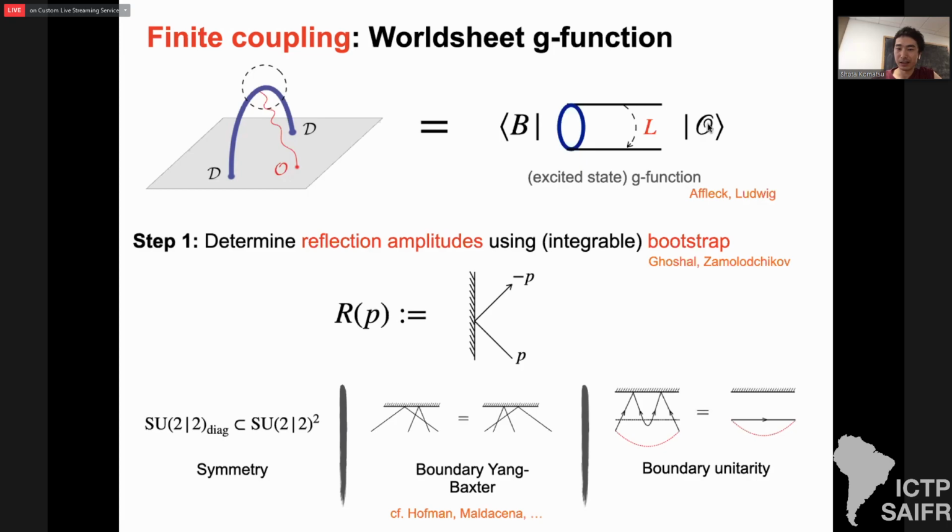And in order to determine this overlap at finite coupling, we first determine the reflection amplitudes against this boundary using a consistency condition, which we call integrable bootstrap. So this is the reflection matrix. And the kind of constraints that we impose are a symmetry constraint, the boundary Yang-Baxter equation, and boundary unitarity. I'm not going to give you details, but what's most important is that the boundary Yang-Baxter equation is basically a statement that this boundary state corresponds to an integrable boundary state. So this is an assumption.